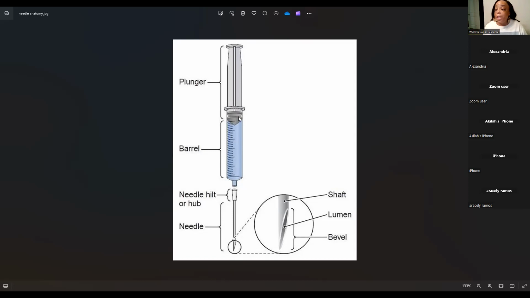A needle that's connected to a syringe could be used for different things. If you go further in your career for nursing or medical assistant, I know Miss Martha is going into patient care tech, we learn how to give injections, how to give shots. So that's where the medication goes. The medication has to go in the syringe in order to give an injection.